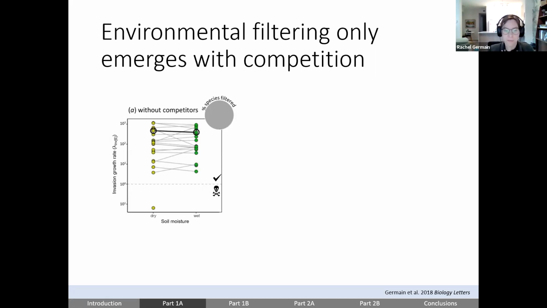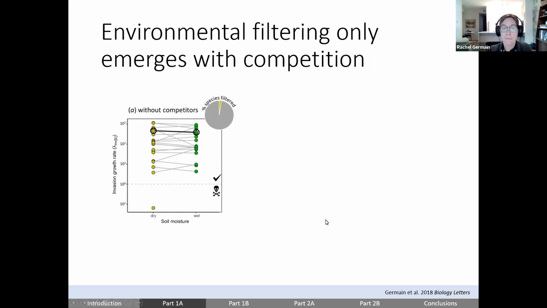So if I just slap the data on here, basically what you can see is that almost all of these species, regardless of whether it's a wet or dry environment, are actually predicted to persist in that environment. So we're thinking the percentage of species that are filtered out and are unable to persist there, basically none, just like this one, which might have even been an anomaly, who knows.